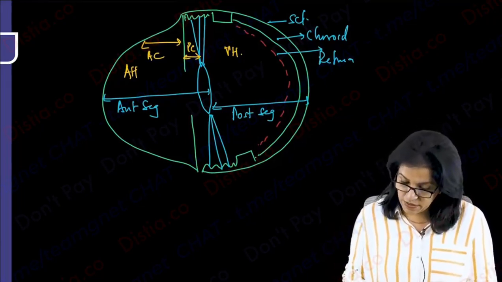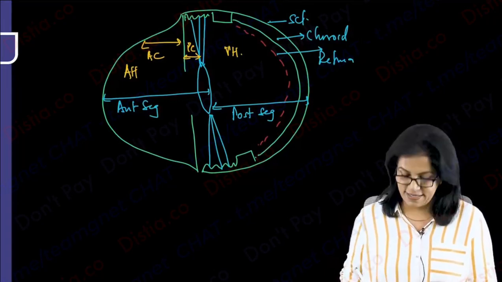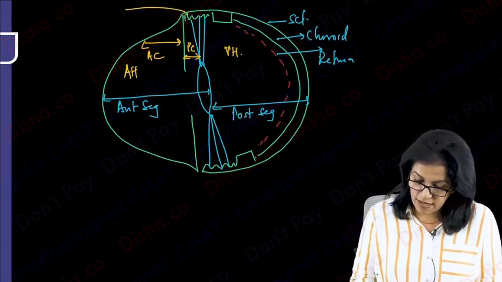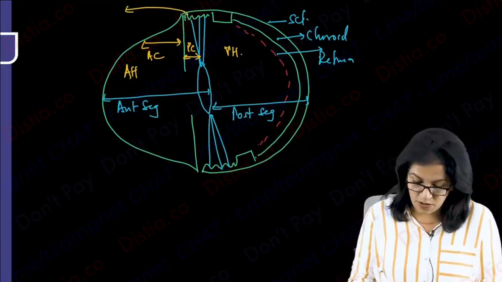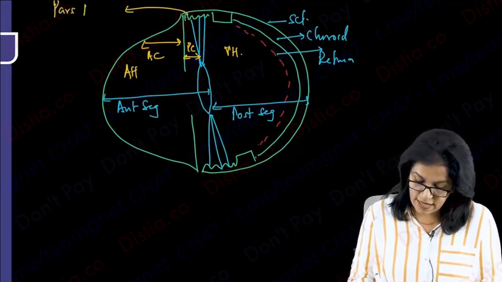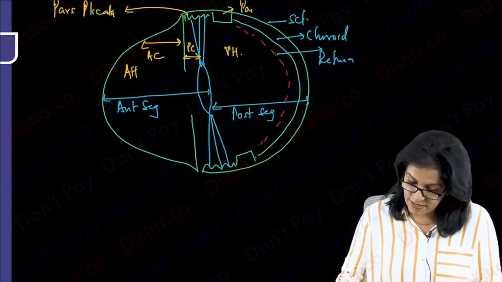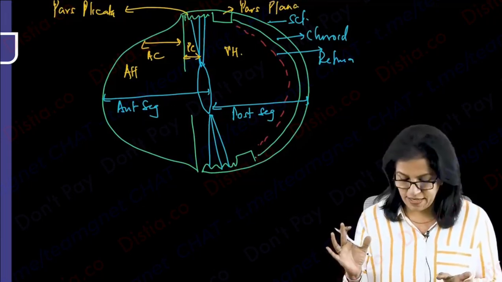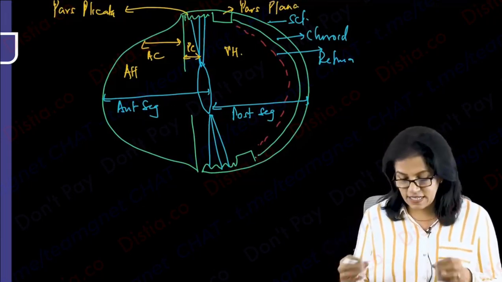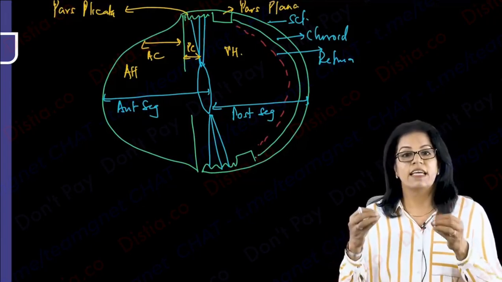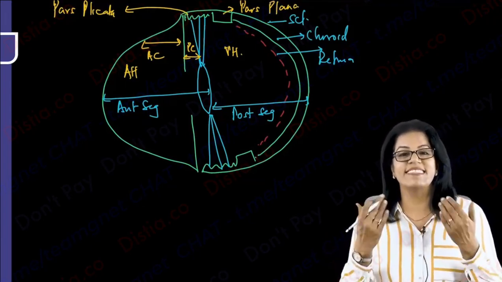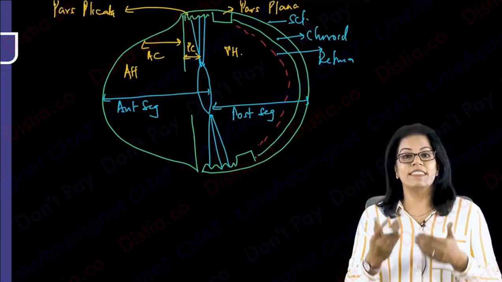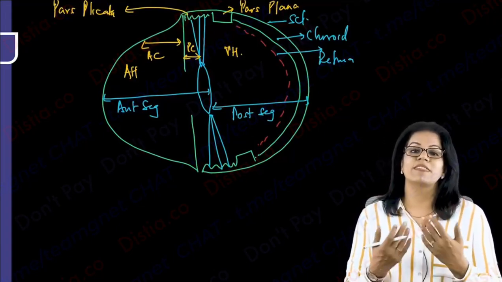Let's see. Aqueous is formed from these ciliary processes. So this rough part of the ciliary body is called what? Pars plicata, and the plain part is called what? Pars plana. Right? So the rough part is pars plicata and the plain is pars plana. Now this rough part is rough due to the ciliary processes, and this is the place from where the aqueous is formed.